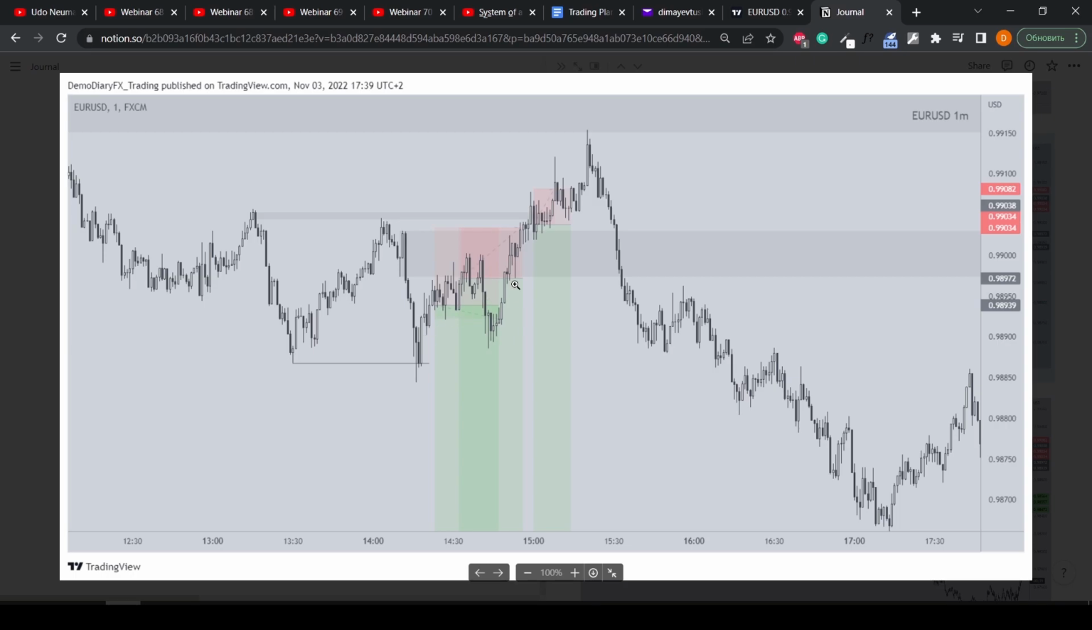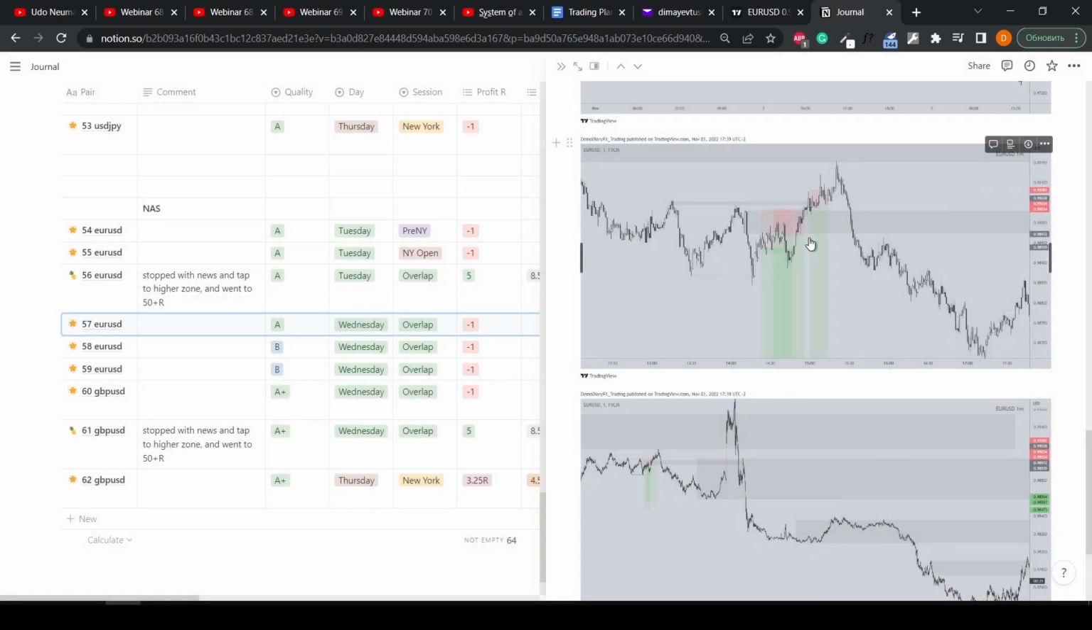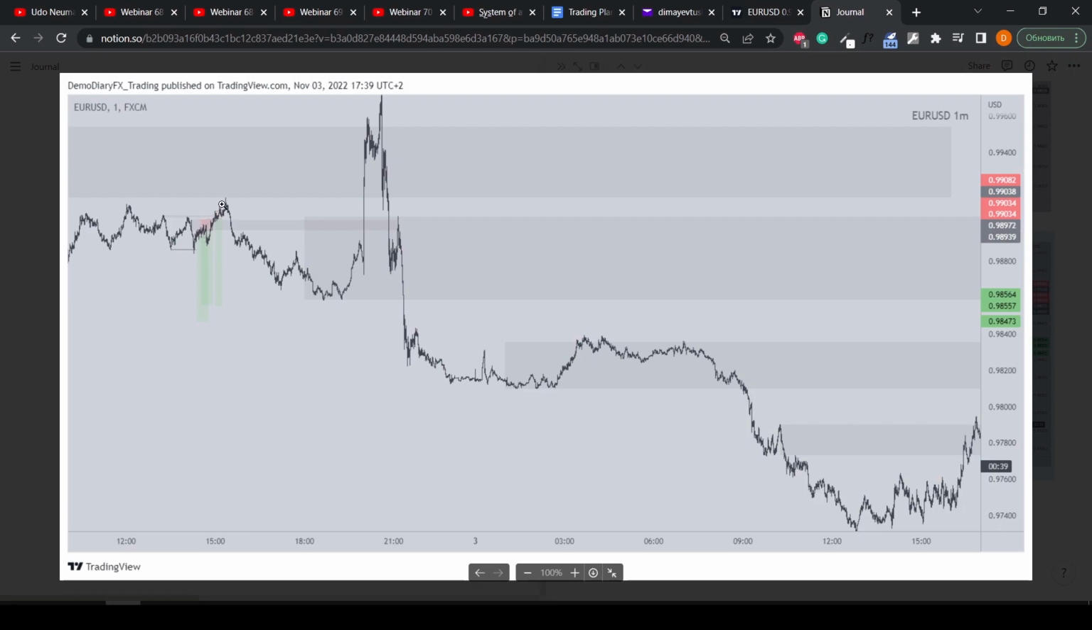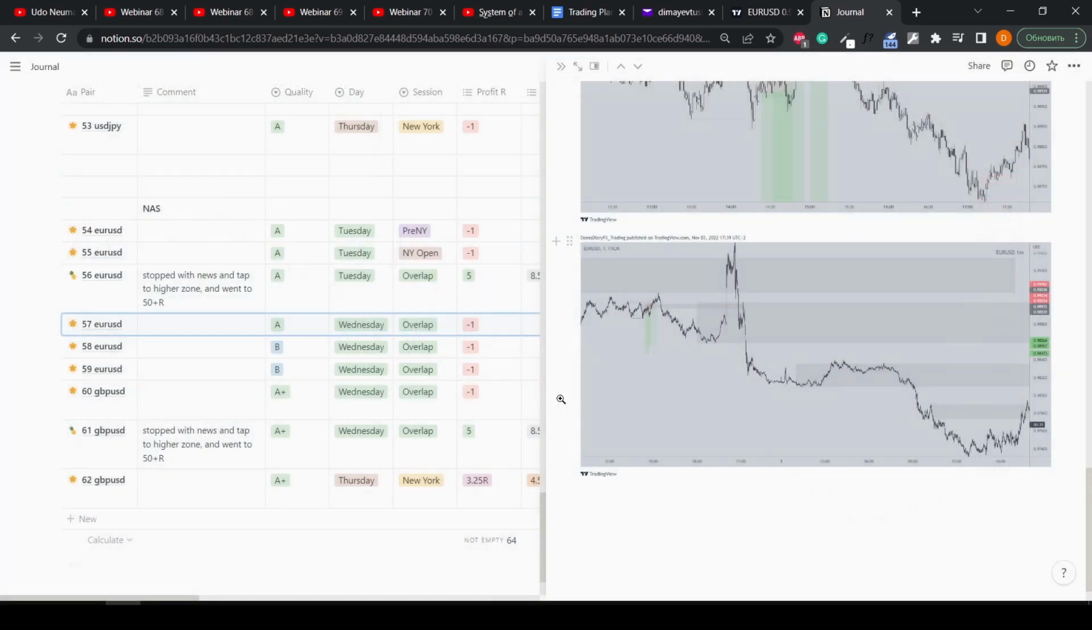So like 3 minus ones in a row, and for me 3 trades in a zone means that I usually need to stop. Actually, it went almost to the target, then liquidated once again, and then went much lower.